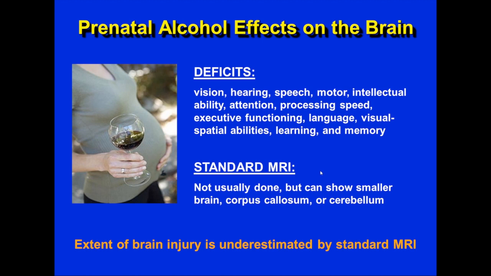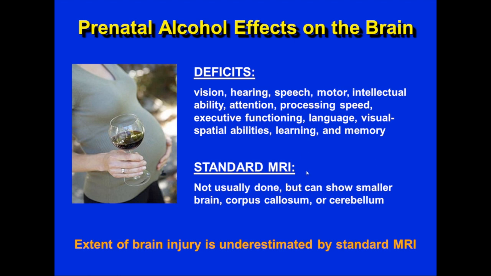In most cases, standard MRI, or clinical MRI, as you would get in a radiology clinic, is not usually done. But when it is done, it can show a smaller brain or corpus callosum or cerebellum. However, we feel that these findings probably underestimate the extent of injury by standard MRI, for two reasons. One is that standard MRI is really geared at looking at lesions or specific locations of injury, and it's not quantitative. You're not able to measure how big or small something is, and it may be that subtle changes of volume or connectivity may be causing a lot of the disorders that we have listed up above here.